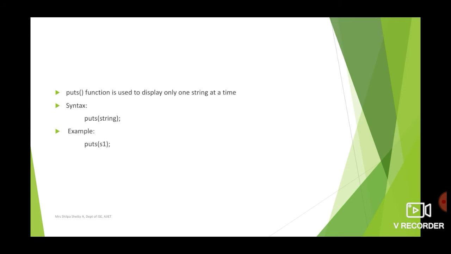The next function that we have is puts. So puts is used to display one string at a time. If you have to display a string, then you can use the puts function. The syntax for puts is puts(string), similar to gets, but instead you will write puts. The string is the name of the string in which the value has been stored. For example, puts(s1). When you write this, the value of string s1 will get displayed on the screen.